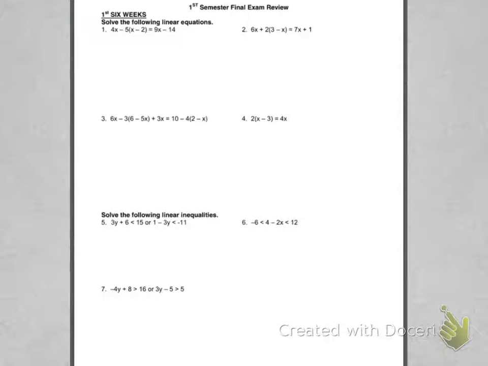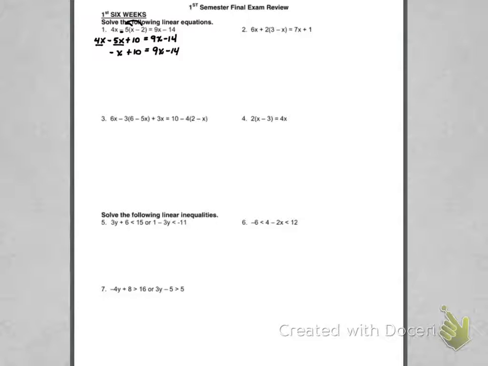So the key is you have to remember about distributing and make sure that you do that. And this negative will have to be distributed too. So we're going to end up with 4x minus 5x plus 10, and that equals your 9x minus 14. Alright, now we're going to combine all the x's on the left side, which 4x plus a negative 5x is negative x plus 10 is equal to 9x minus 14.